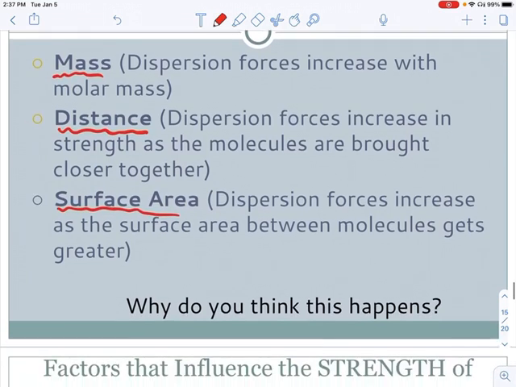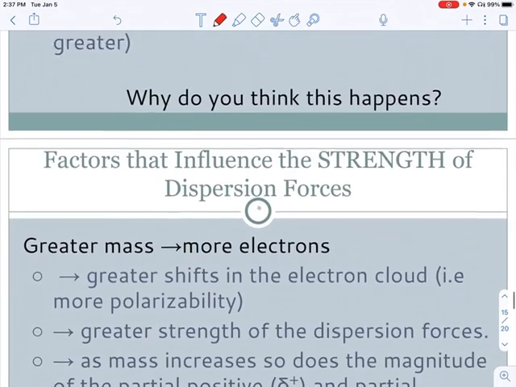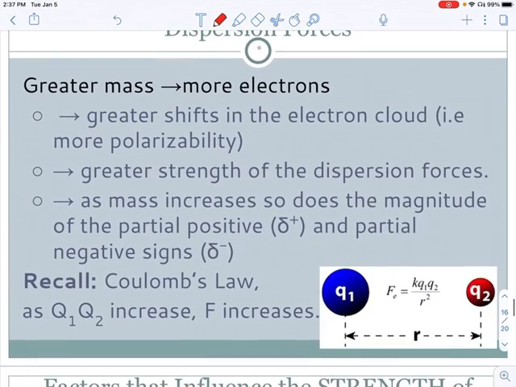We're going to go over why this happens, how we can explain these. So the first one is mass. Why is it that molecules with larger mass have stronger dispersion forces? Well, the short answer is that they have more electrons.